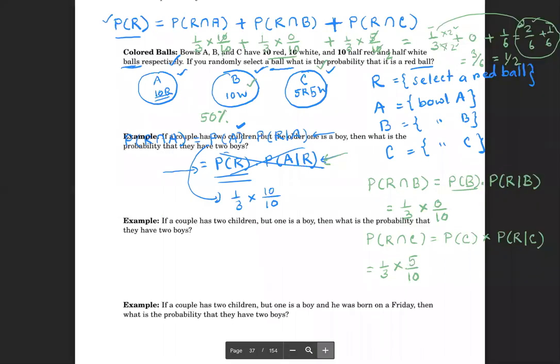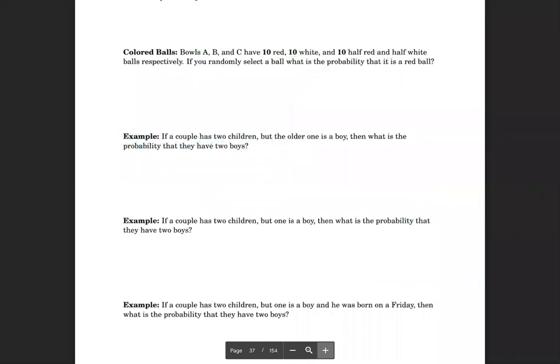So let's go ahead and clean up the screen. Now, I kind of want to do an interesting problem. This is something silly, but yet it's kind of funny.